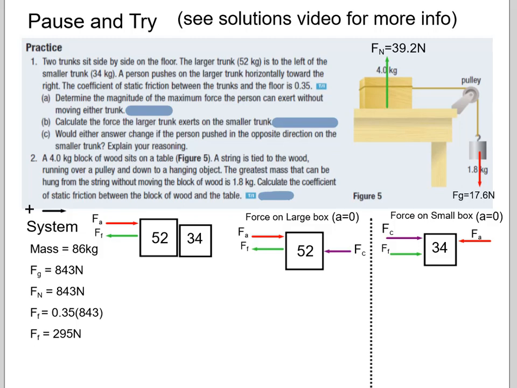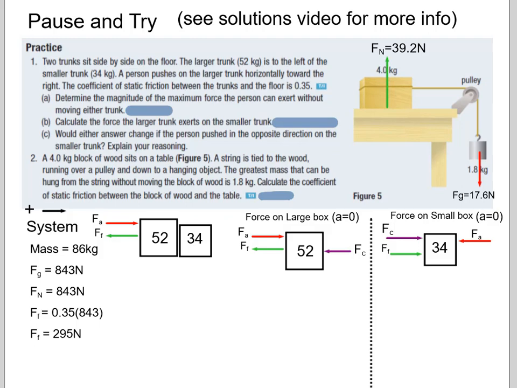Okay, so these are the solutions for section 4.3, the larger or longer questions that I left out of the lesson. So we'll start here. Two trunks sit side by side on the floor. We have a large trunk and a small trunk. I've already drawn a free body diagram. I've left off the vertical direction for now.